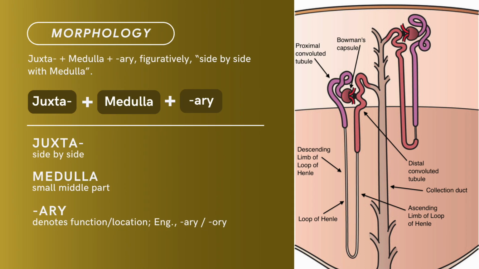Term morphology, compound of juxta plus medulla plus area. Figuratively means above the medulla. Juxta means side by side or next to each other. Medulla means a small middle part, and areum denotes function or location. There you have it, compound term, juxtamedullary nephrons.